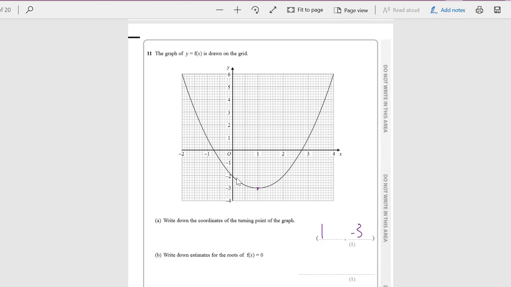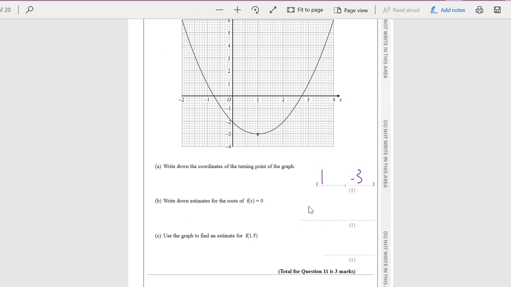So where f(x) equals 0, so f(x) is equal to y. So that means where y equals 0, which is on the x-axis. So here it equals 0, here it equals 0. So I would say that looks to me to be minus 0.75, and then here 2.75.